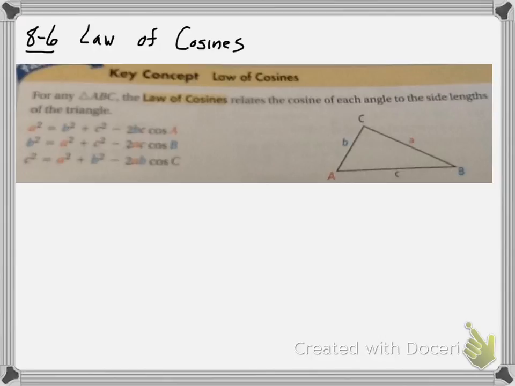It sounds like a lot, and if you had to memorize all three of them, it would be a lot, but honestly, it just follows the same pattern. So, yes, it's a squared equals b squared plus c squared minus 2bc cosine A, but I'll talk about that more in a second here.